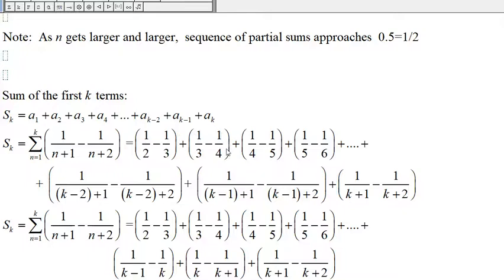And this is term number 2. This is term number 3. This is term number 4. For the k minus 2 term, in the place of n we put k minus 2. For the k minus 1 term, in the place of n we put k minus 1. And then for the kth term, in the place of n we just put k.